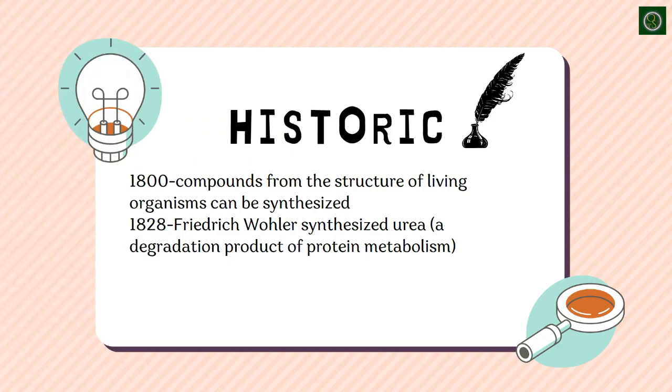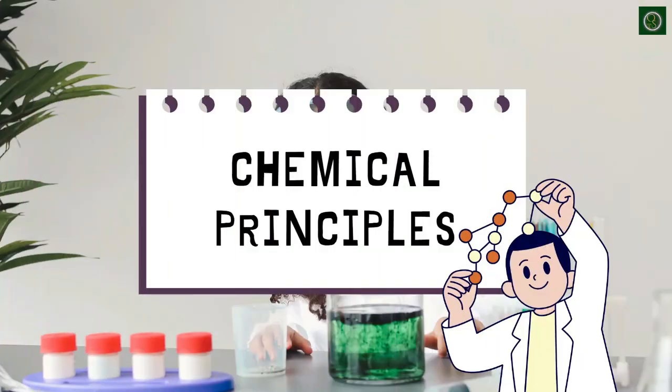In 1800, it was discovered that some compounds from the structure of living organisms can be synthesized. In 1828, Friedrich Wöhler synthesized urea, which is a degradation product of protein metabolism. Now we will define chemical principles.